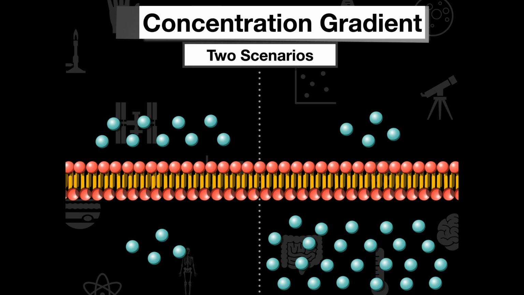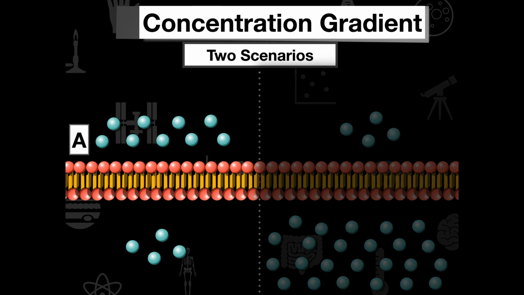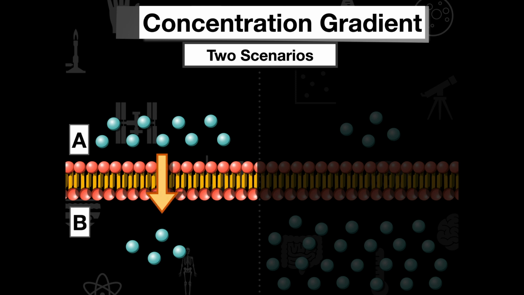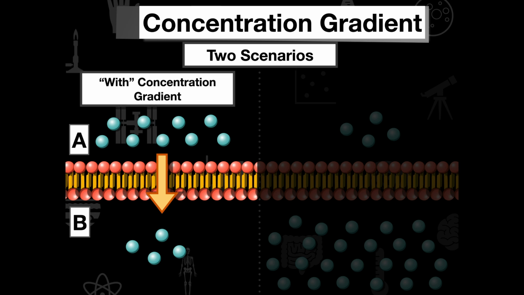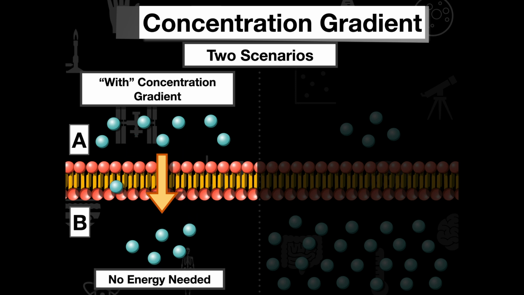Now you're probably asking, what happens if we have an unequal amount of molecules on the inside of the cell versus the outside of the cell? Like we discussed before, if we want the molecules to move from point A to point B, we can use the natural process. We can move with what we call the concentration gradient. We can move the molecules down. They're going to naturally diffuse and no energy is going to be needed.